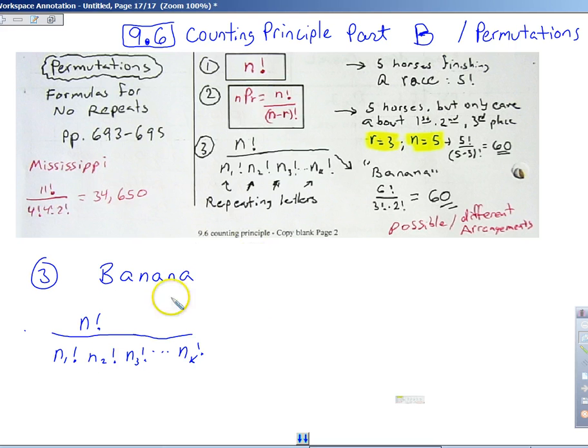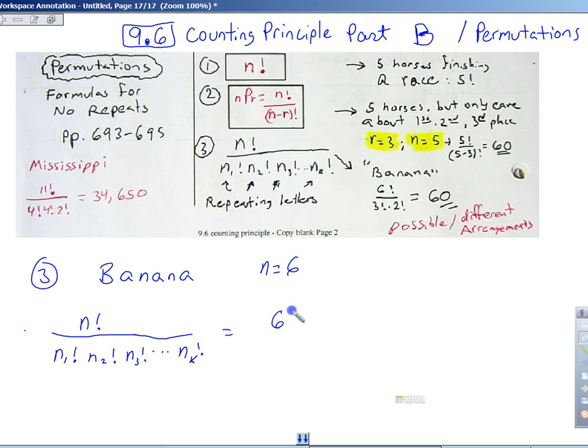All right, the third formula, consider the word banana. The question I'll be asking is, in how many different ways can I arrange the letters in the word banana? If I use this formula here, I'm going to let n equal 1, 2, 3, 4, 5, 6, 6 because there are 6 total letters.